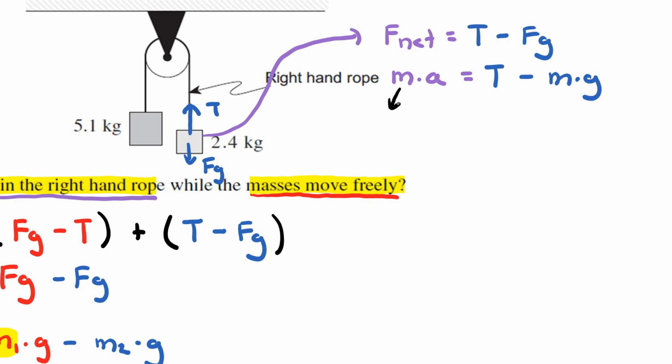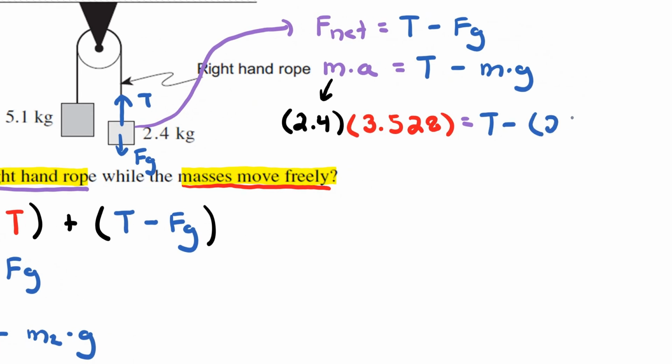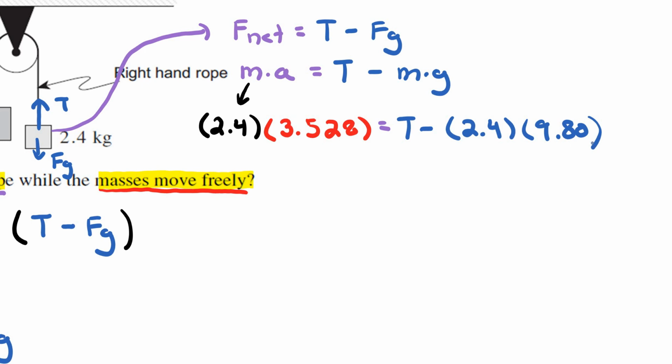Now let's plug in the numbers here. The mass for the block on the right hand side is going to be 2.4. And the acceleration for this whole system is the number that we just calculated, which is 3.528. And that's going to equal the tension in the rope minus the mass, which is 2.4 for that particular block on the right-hand side, and then multiply that by 9.80. All right, so we have to do quite a bit of work for this particular question because we had to find the acceleration for the system, and then we go back and solve the individual F net equations for the block on the right hand side.